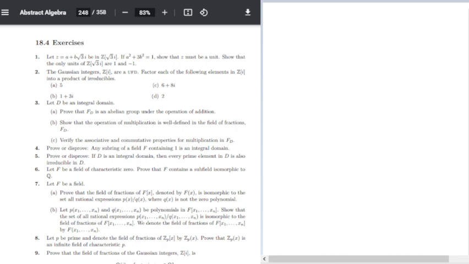Prove that F_D is an abelian group under the operation of addition. So for this, we define a/b plus c/d is equal to (ad plus bc) over bd, which is equal to (da plus cb) over bd.